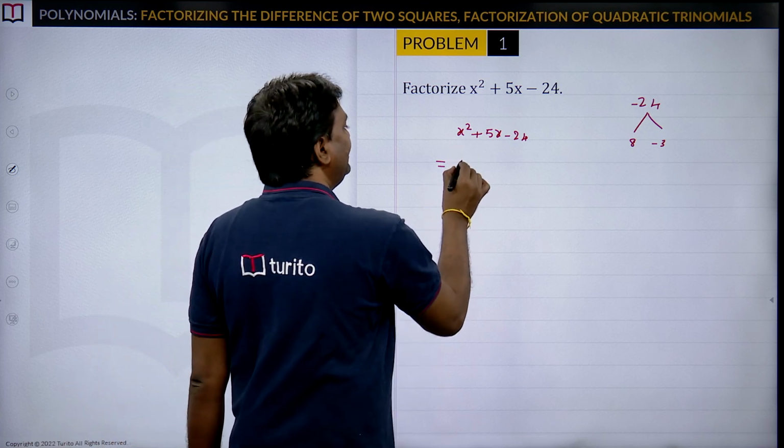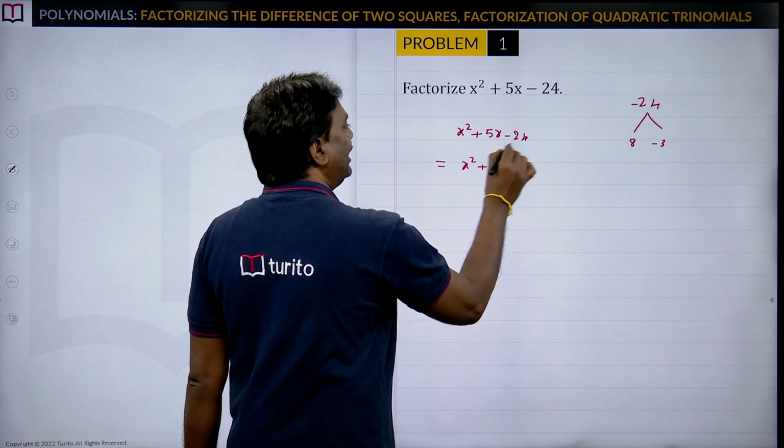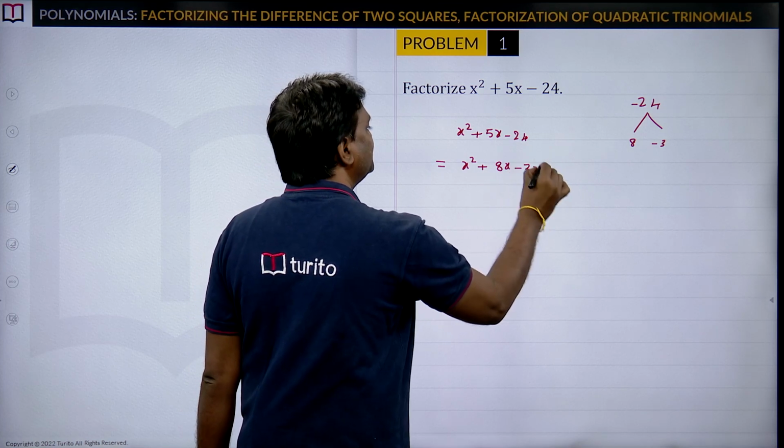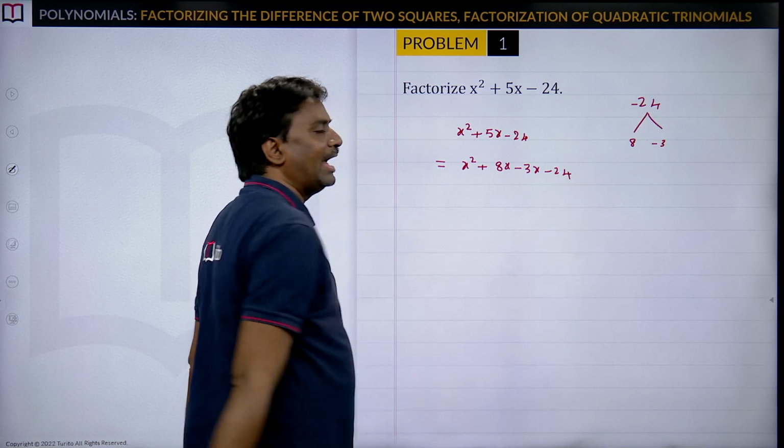That is why we can write x square, and I am writing 5x as 8x minus 3x. You can keep minus 24 as it is.